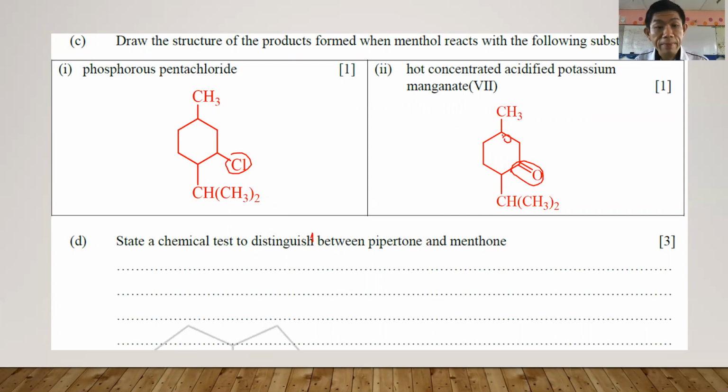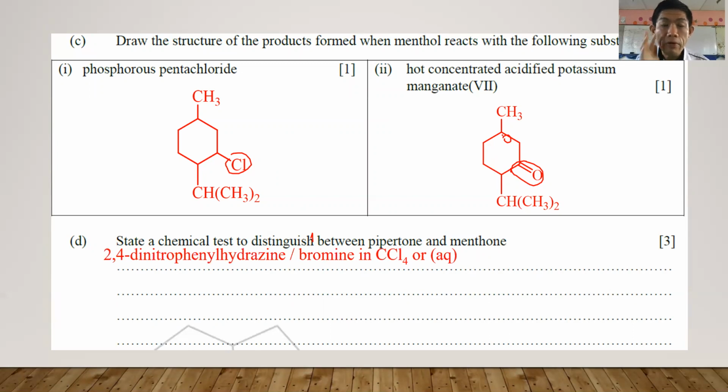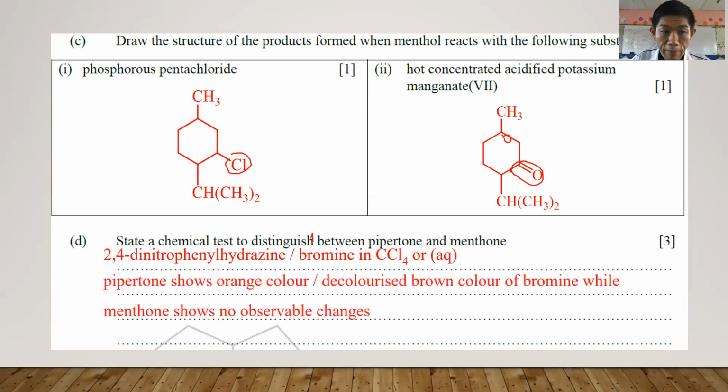Okay, and last but not least, D, state a chemical test to distinguish piperitone and menthol. So in here, because it is a ketone, you can use any chemical test for ketone, for example 2,4-dinitrophenylhydrazine, or you can even use bromine in CCl4. Because in piperitone you have a C=C double bond in there, isn't it? So piperitone shows an orange colour, or decolorizes the brown colour of bromine water if you use that, while menthol shows no observable changes in here.